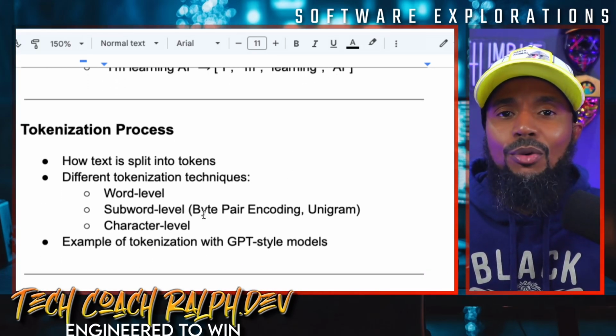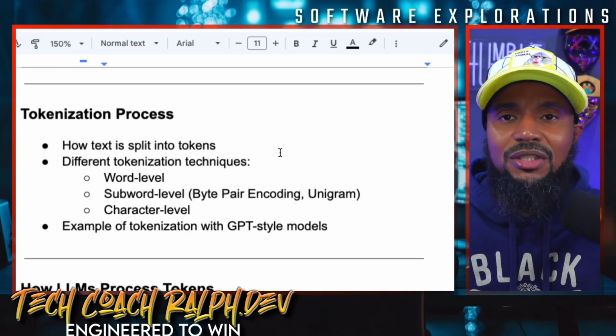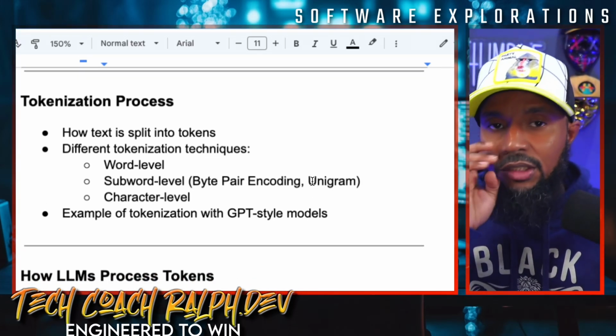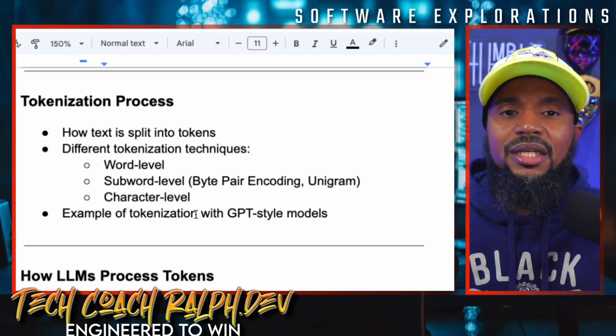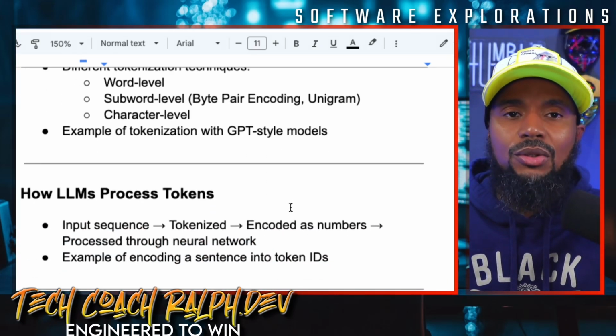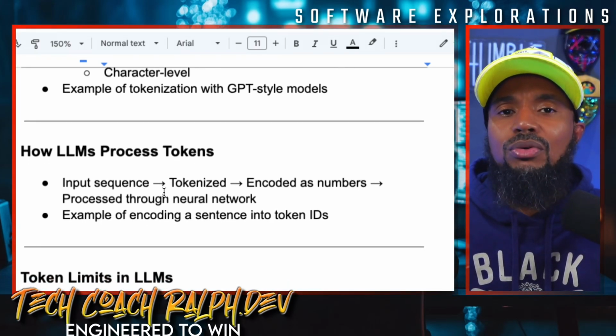We have the subword level, byte pair encoding, unigram. There's the character level, like we saw with the exclamation point or the apostrophe. So we're going to look into some examples of tokenization with GPT-style models as well. All right, so how do large language models process tokens?